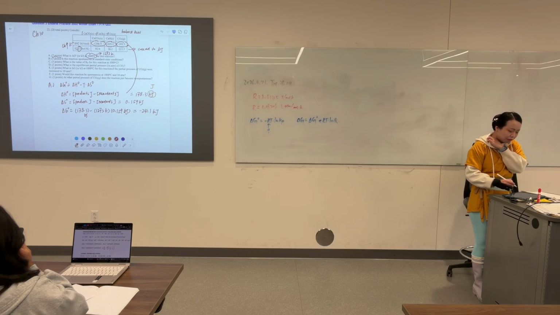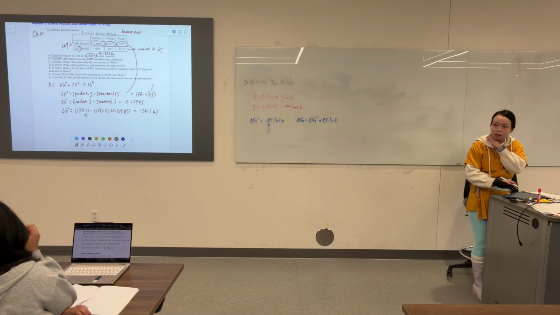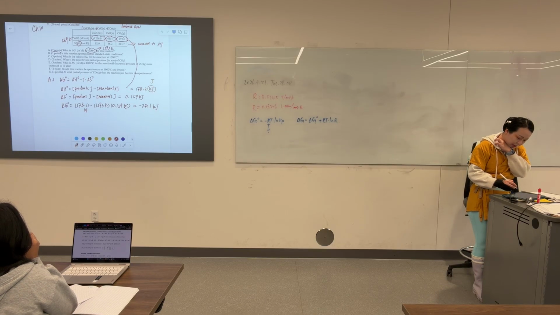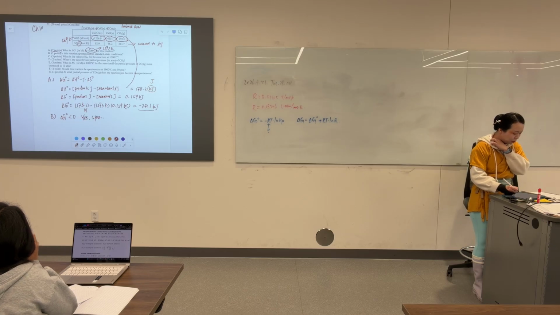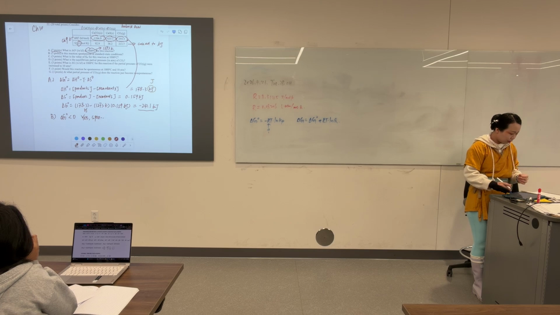That's part A. That's why part A has 7 points, because we do have a lot. So far, so good? Okay, part B. Overall, delta G is smaller than 0, so yes, it's spontaneous, which means this reaction will happen by itself.